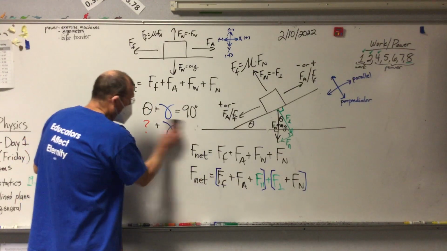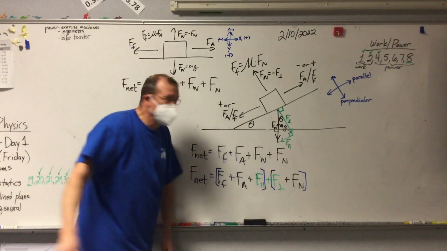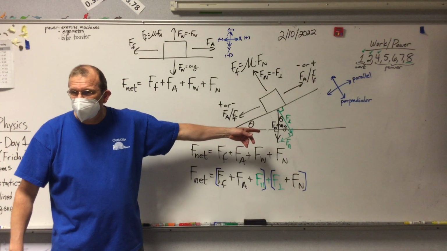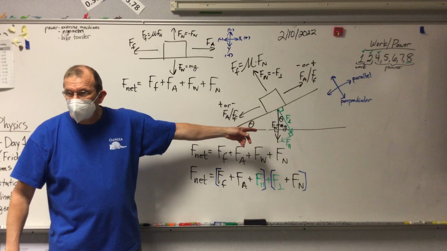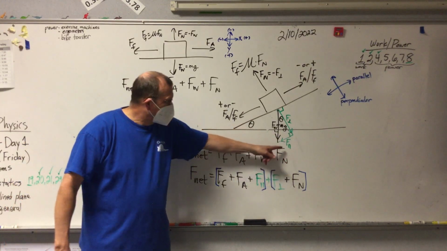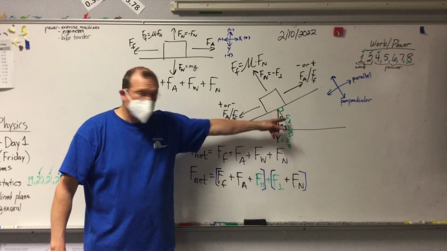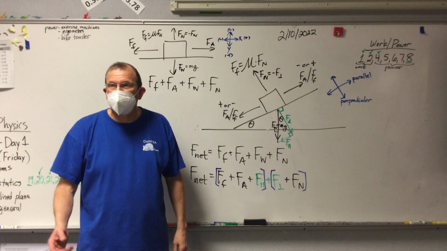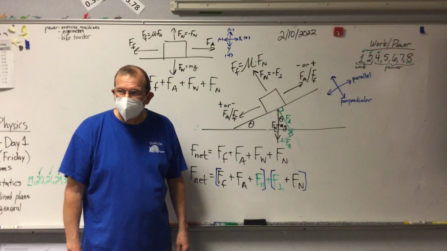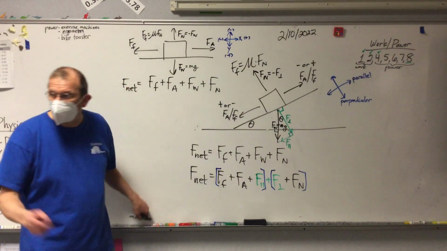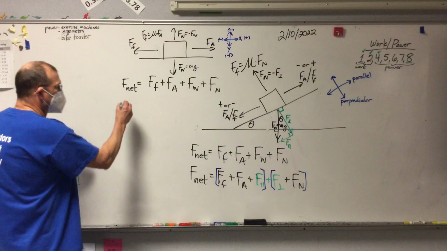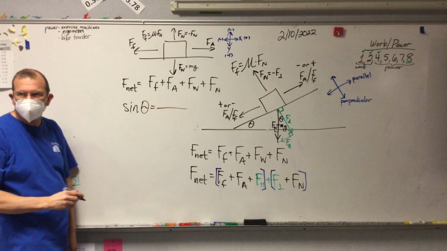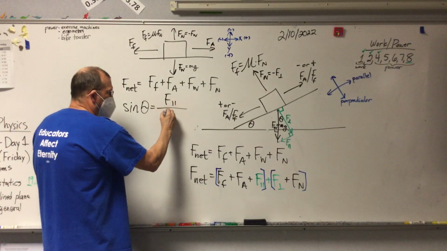Okay, so we're making progress. Because we said earlier, what do we need to find in here? F parallel and F perpendicular. And we said, well, I have the hypotenuse of that triangle, but I need an angle. Now you got it. So we could use the sine of theta equals what over what in that triangle? Equals F parallel over F_W.